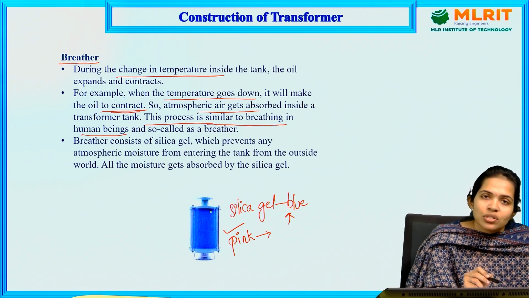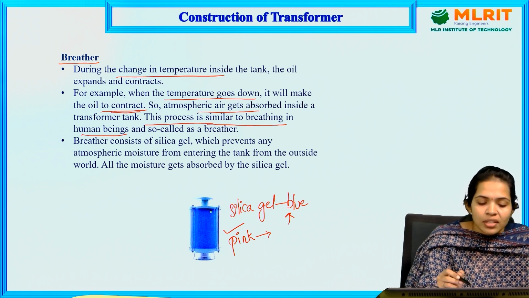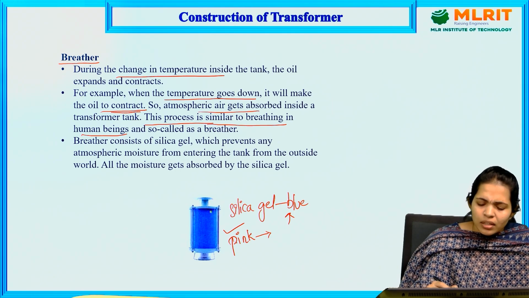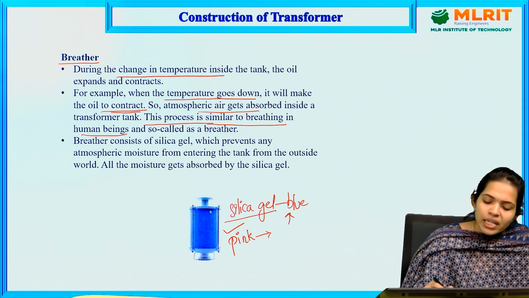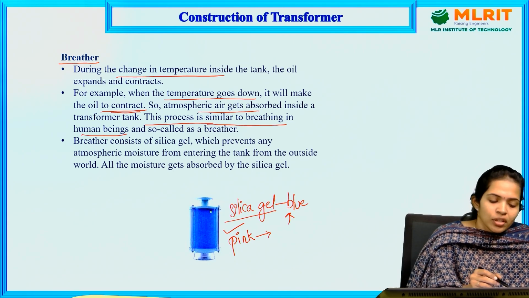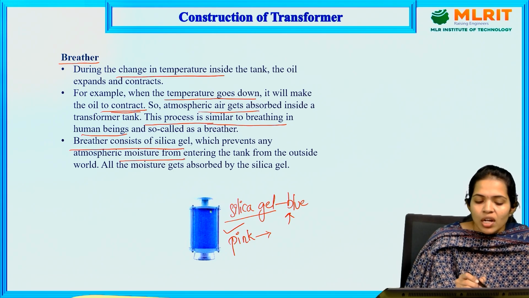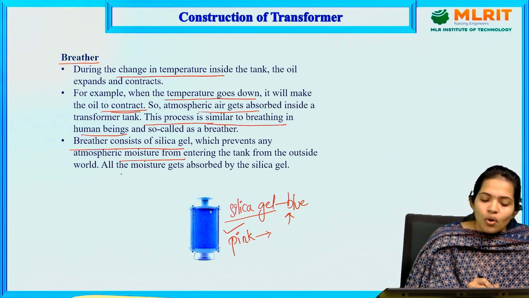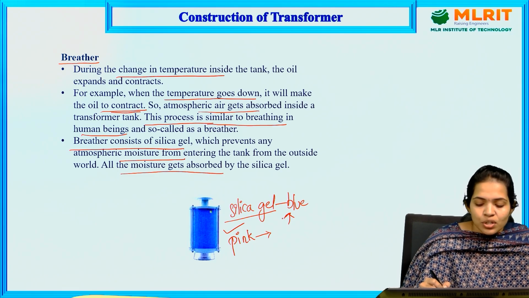So contractions and expansions are monitored by the breather. This breather avoids the exposure of the transformer oil to the external moisture with the help of the silica gel present in its body. The breather consists of silica gel, which prevents the atmospheric moisture from entering into the tank from outside. All the moisture gets absorbed by the silica gel and it turns pink in color.